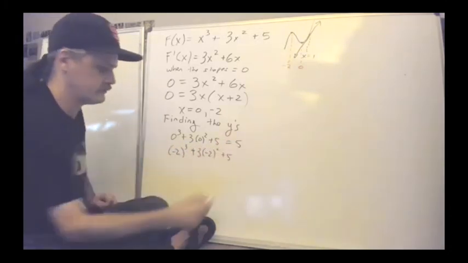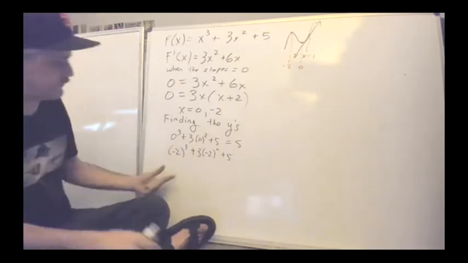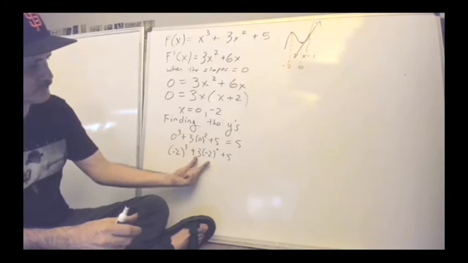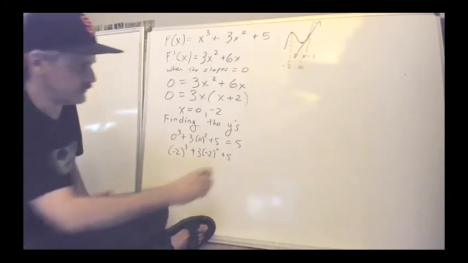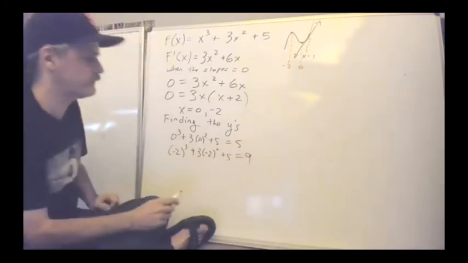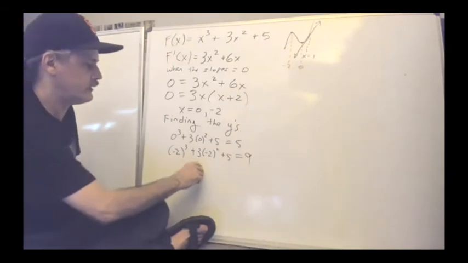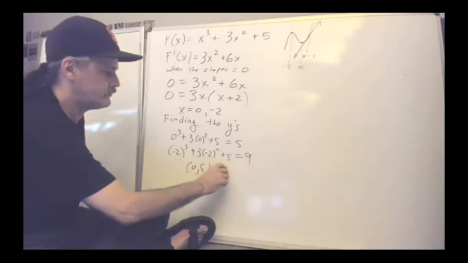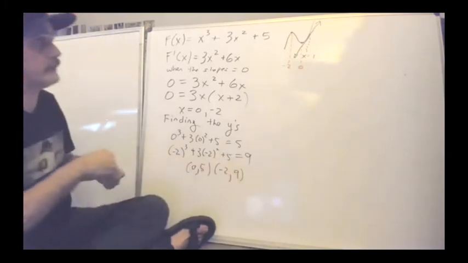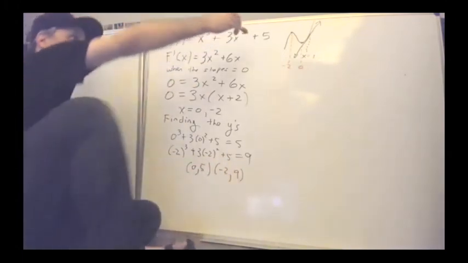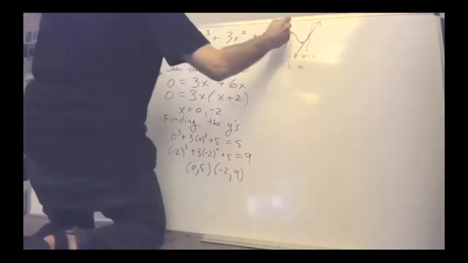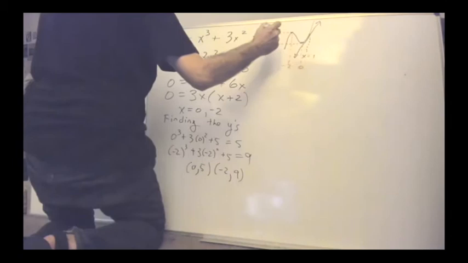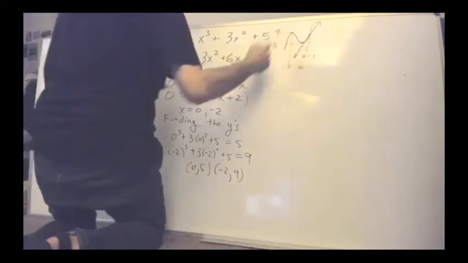All right, so I'll just simplify this. This is going to become what? -8, 12, and 5. So I get 9. Okay, so then 0, 5, and -2, 9. So that's what these are up here. This would have been 9, and this would have been 5.